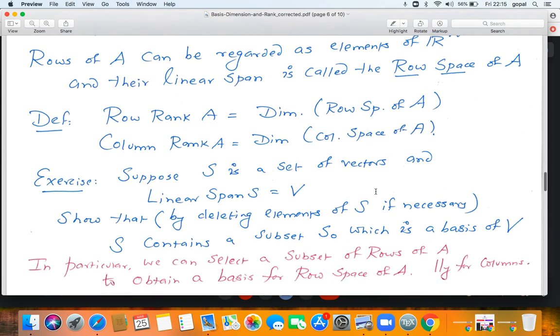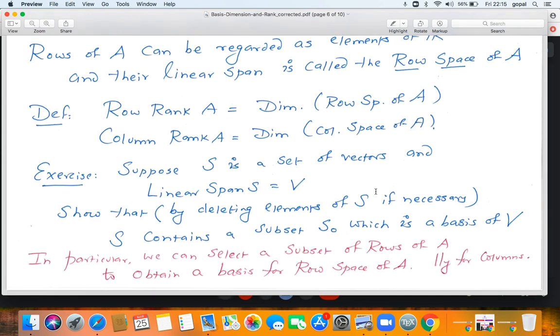Now, before we continue, I'm going to insert a small exercise here. Let S be a set of vectors, and let the linear span of S equal V. Now this S may not be linearly independent. However, I can delete elements of S. If S is linearly independent, fine. If S is not linearly independent, what does that mean? That means that one of the vectors can be expressed as a linear combination of the others.